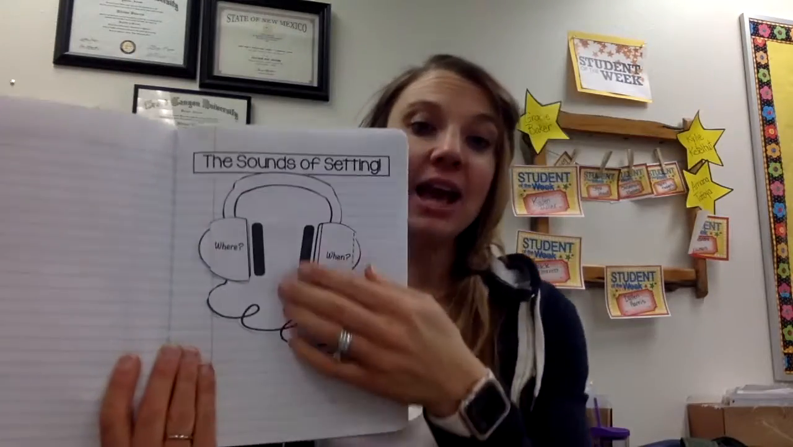And I'm going to do that same thing for the when, okay? So the where goes on the left, the when goes on the right. I'm going to fold right along the line, put some glue, and go ahead and push it down here, okay? So when I'm done, it should look like this, where, when. And you're going to see these are the definitions of the sounds of setting.